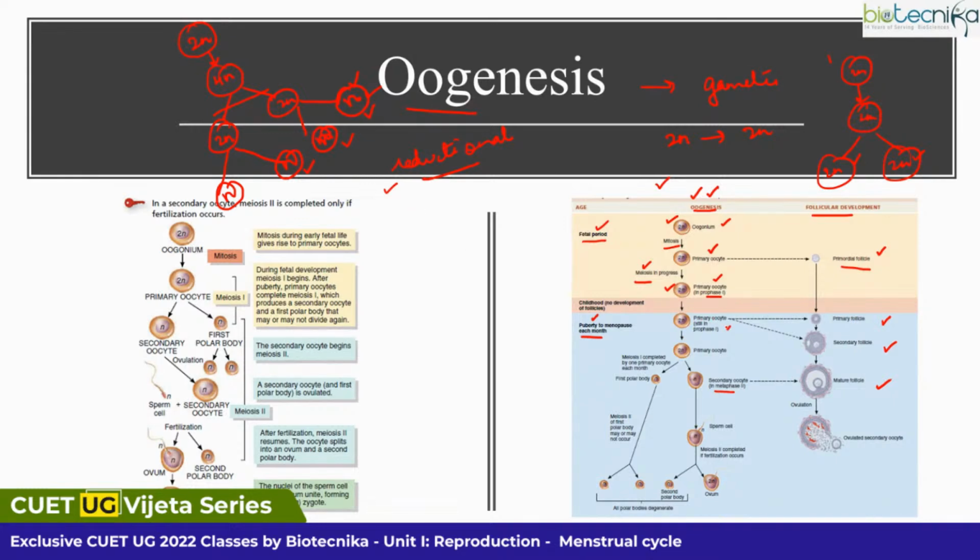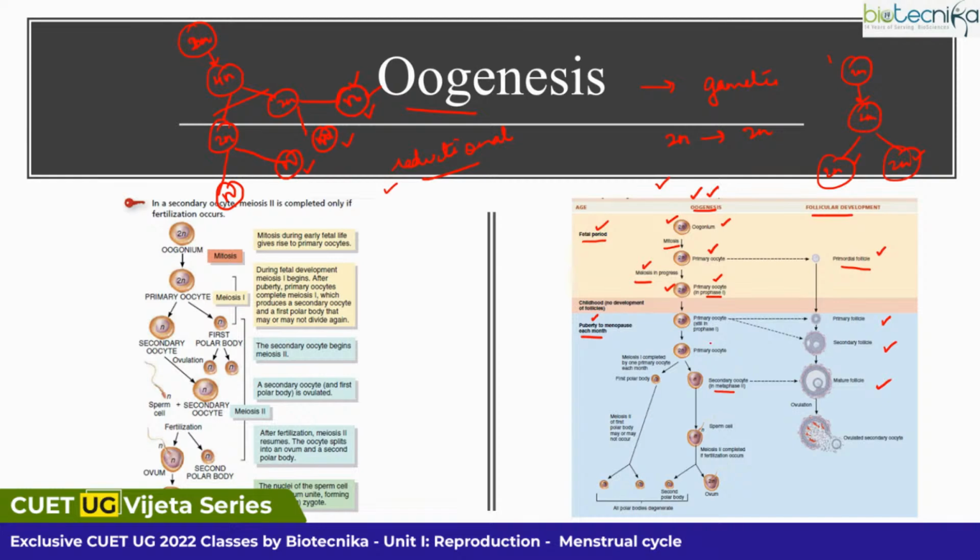From puberty to menopause, each month these primary oocytes will continue this meiosis. The primary oocyte that was in prophase 1 will further complete meiosis 1. You can see here they have written n and n, and that is also fine. After 2n, it can form n and n. If you start with 2n, you get n and n. But remember, these have half of the chromosomes.